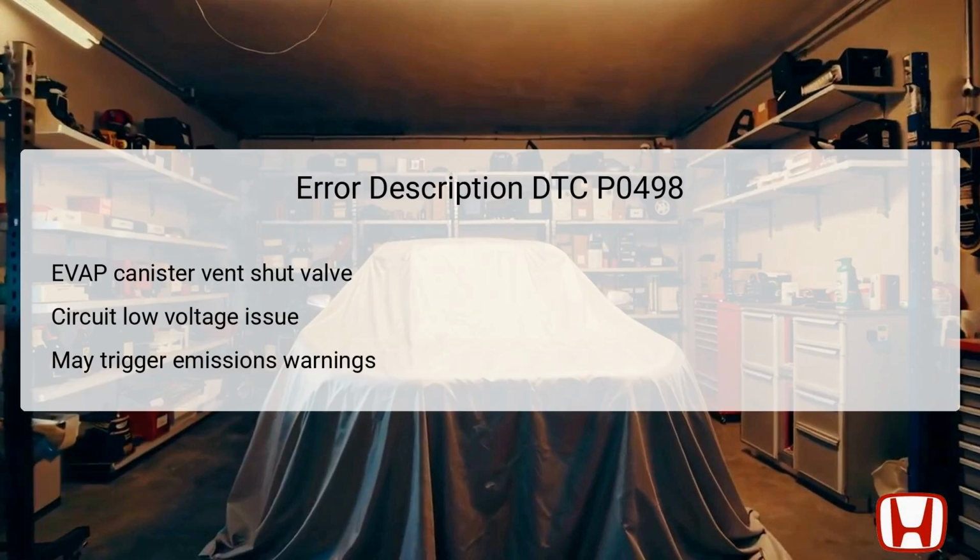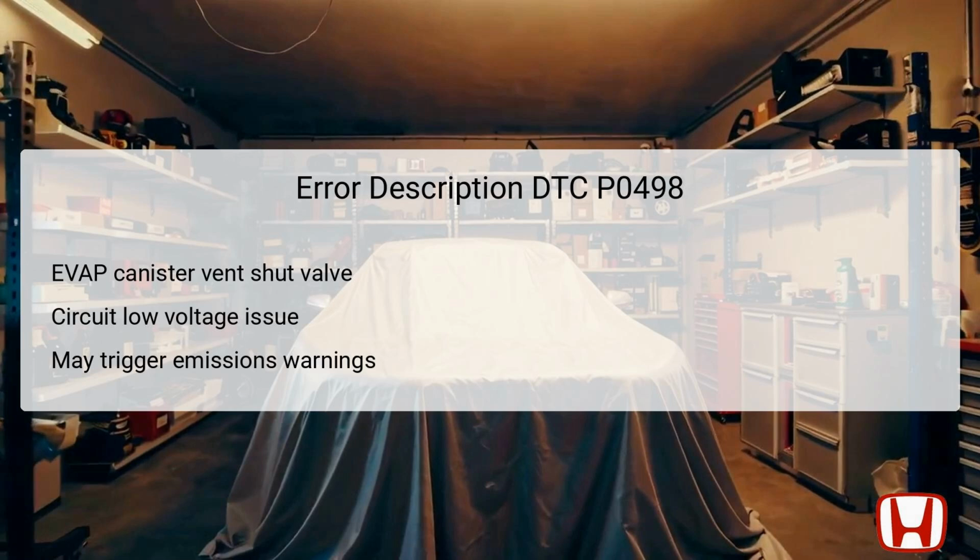The error description for DTC P0498 highlights a specific issue with the EVAP canister vent shut valve, which plays an integral role in regulating fuel vapor emissions. This component is part of the larger EVAP system, designed to store and manage fuel vapors, which can otherwise escape during normal vehicle operation. When the circuit shows low voltage, it indicates a malfunction that could stem from electrical issues, including open circuits or shorts in the wiring.